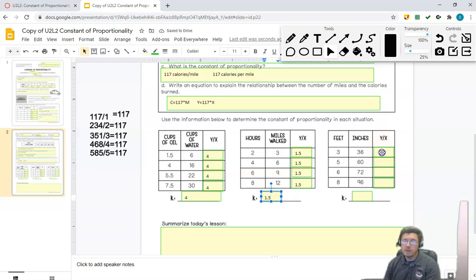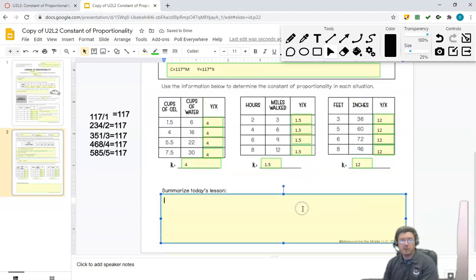Let's look at this one. 36 divided by 3 is 12. 60 divided by 5 is 12. 72 divided by 6 is 12. And 96 divided by 8 is 12. So my constant of proportionality is always the ratio given by y over x. In this case it is 12.